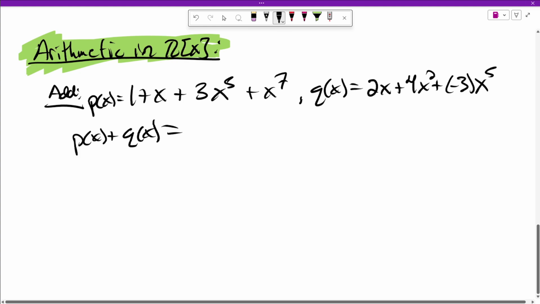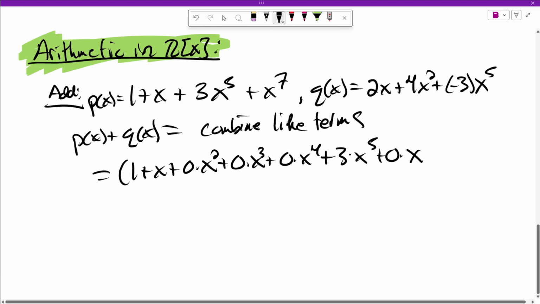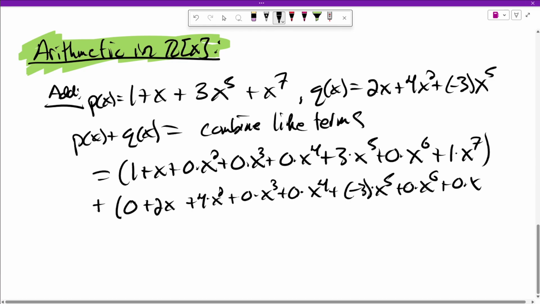So here, in order to properly combine like terms, we kind of have to rewrite P and Q. We have to view P as 1 plus x plus 0x squared plus 0x cubed plus 0x to the fourth plus 3x to the fifth plus 0x to the sixth plus 1x to the seventh. And then we have to view Q, the thing we're going to add to our P, as 0 plus 2x plus 4x squared plus no x cubes plus no x to the fourths plus negative 3x to the fifths plus no x to the sixths plus no x to the seventh.